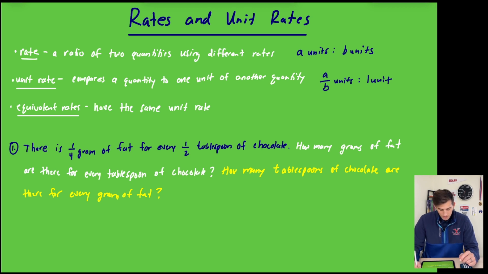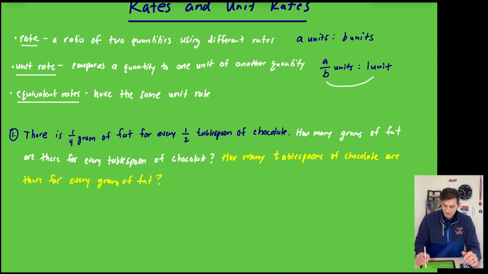Okay, so let's look at one scenario here where we're actually going to answer two questions. It says there is 1/4 gram of fat for every 1/2 tablespoon of chocolate in some kind of recipe or maybe just in the chocolate itself. So how many grams of fat are there for every tablespoon of chocolate? That's question number one. And then question number two is how many tablespoons of chocolate are there for every gram of fat? So it's kind of like, one way, then we're going to do it the other way. So we're going to remember this unit rate comparison here.